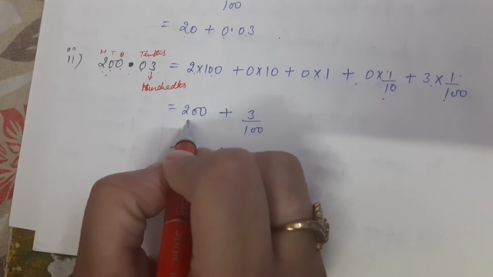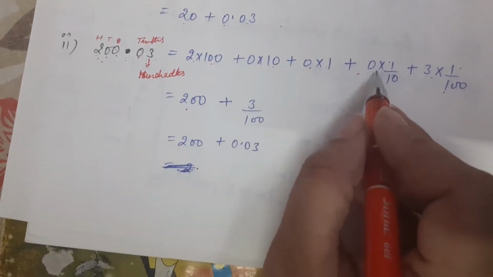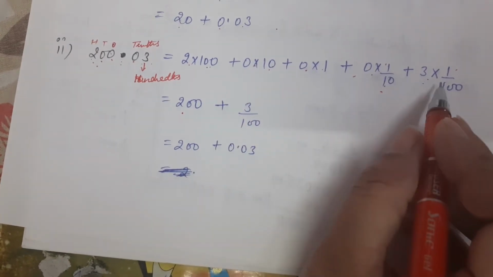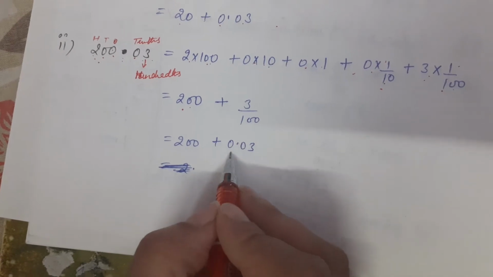So it will become 200. 0 into 10 is 0. 0 into 1 is 0. And 0 into 1 upon 10 is 0. 3 into 1 upon 100 is 3 upon 100. So it is 200 plus, it is written as 0.03.